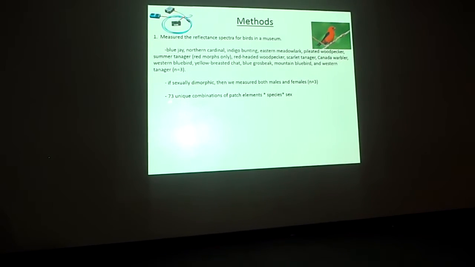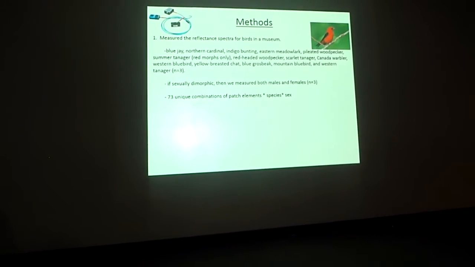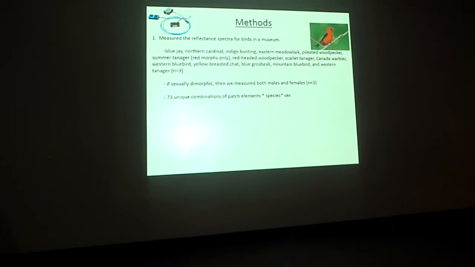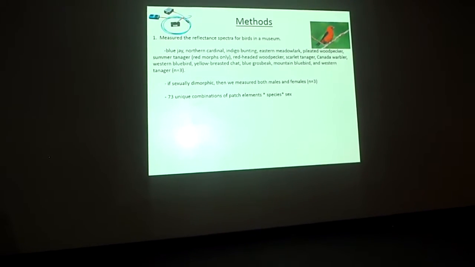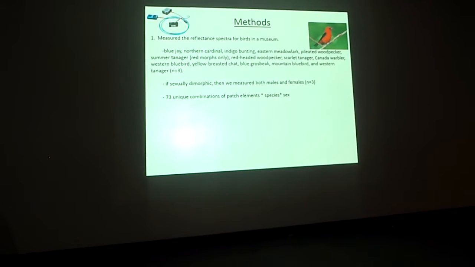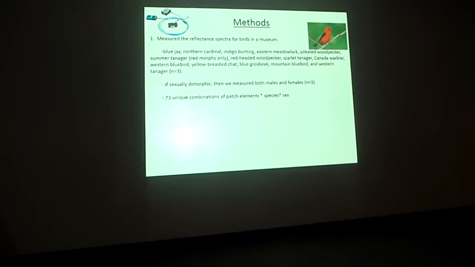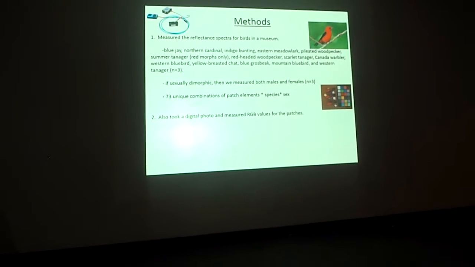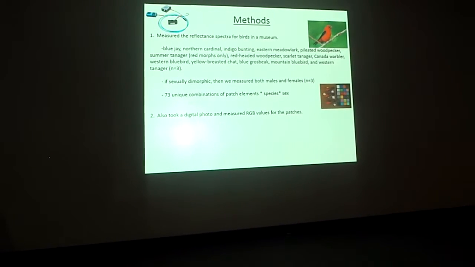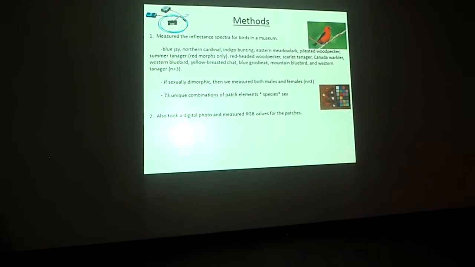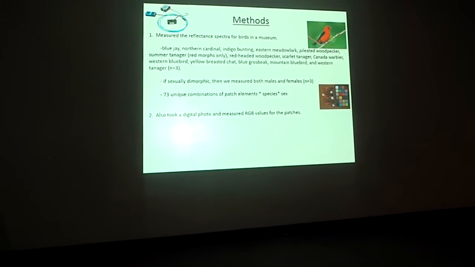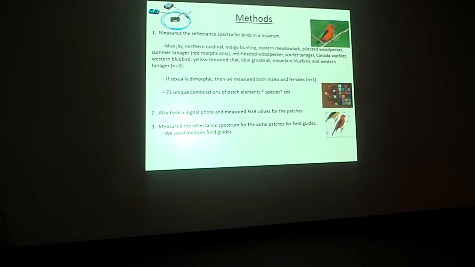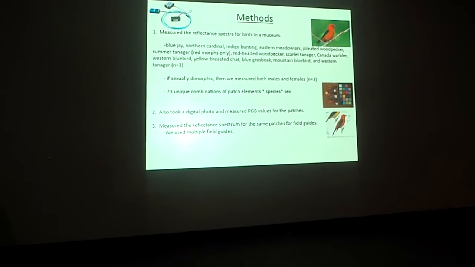And the really critical thing is we had 73 different unique combinations of what we think of as patch elements by species by sex. So 73 different parts on the bird from which we had the data for those 3 different data sets. So we have the reflectance spectrum. We also took a digital photo, and we have the color checker in so that we could standardize across cameras and across slight variations in the lighting that we used. And then we measured the reflected spectrum from the same patches from the field guides. And so we have these matching data sets.